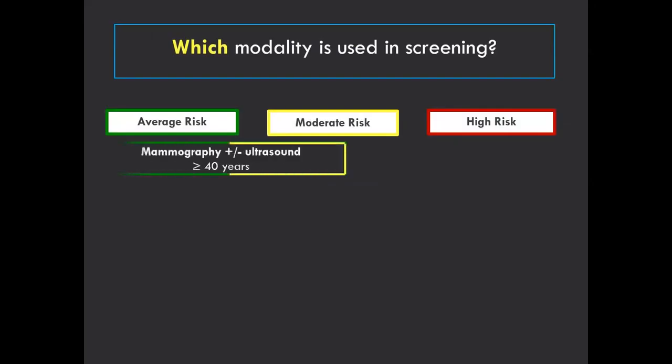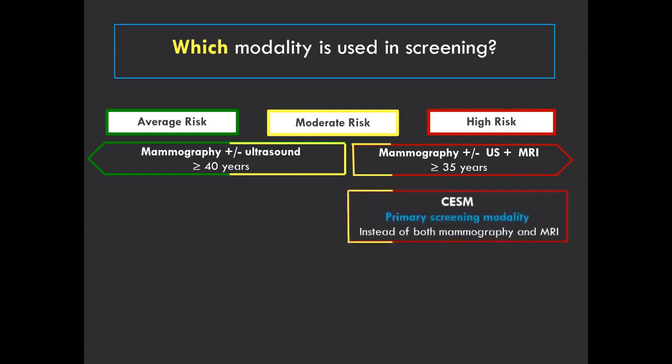For the average- and moderate-risk individuals, screening mammography is recommended after the age of 40 years, and the screening mammogram might be complemented with an ultrasound examination. For the high-risk individuals and some selected moderate-risk individuals, mammography and ultrasound again are indicated, but we might recommend an additional MRI examination together with screening. For high-risk individuals, we usually start screening at a younger age of 35 years. If we look at contrast mammography, we will find that it has the potential to be used as a primary screening modality for this group of patients.